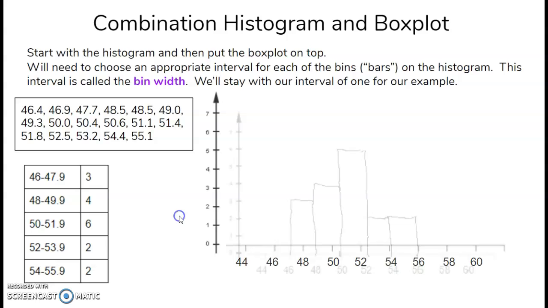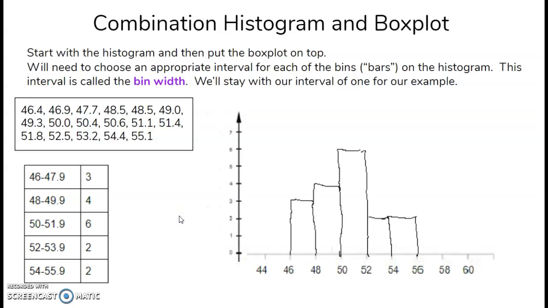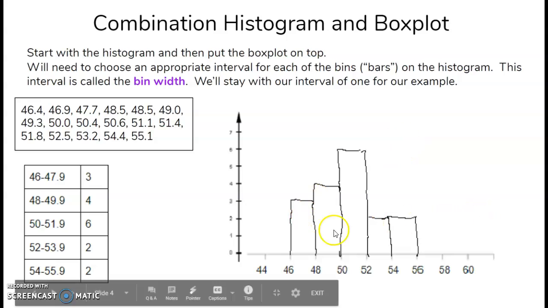So I go ahead and plot them all on my bars, and you can see that the first group is 3, so this is lining up with 3 right here, and then this group's 4, and then 6, and then 2 and 2. So that's how you do the histogram.